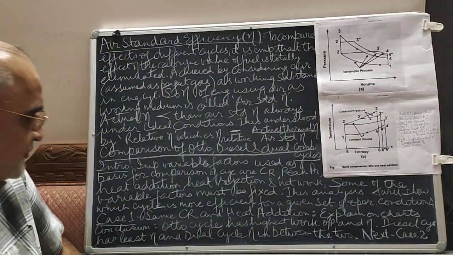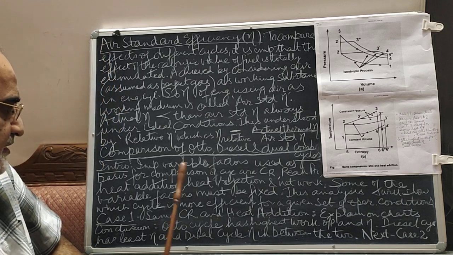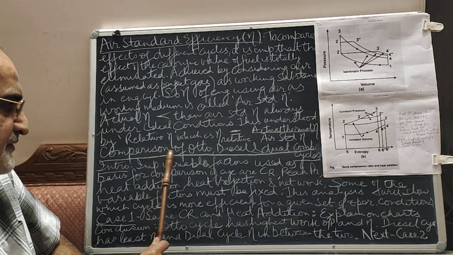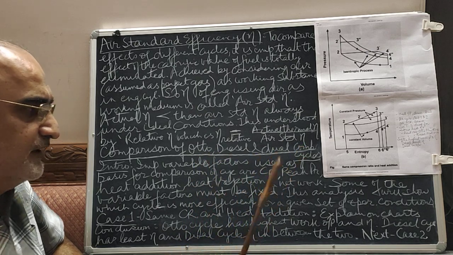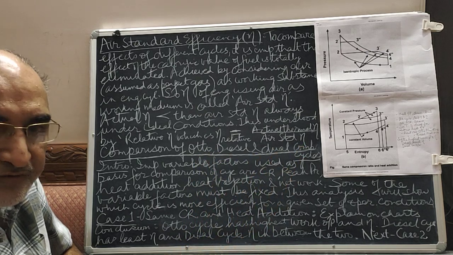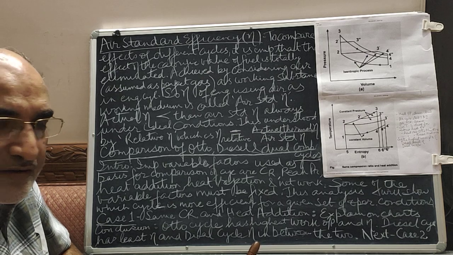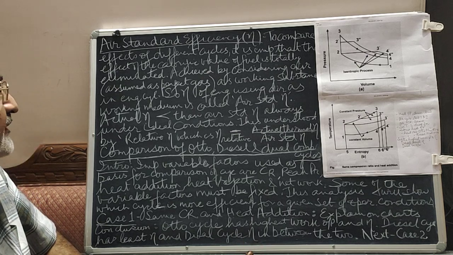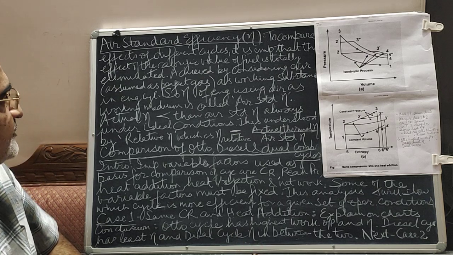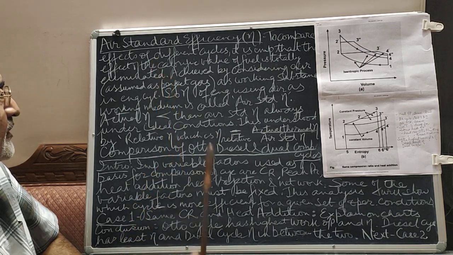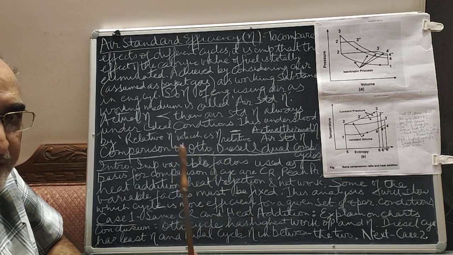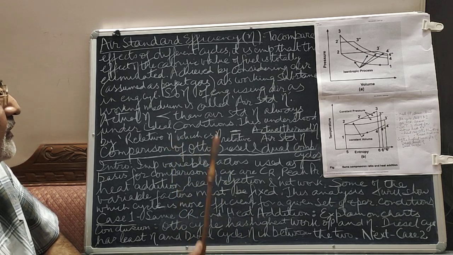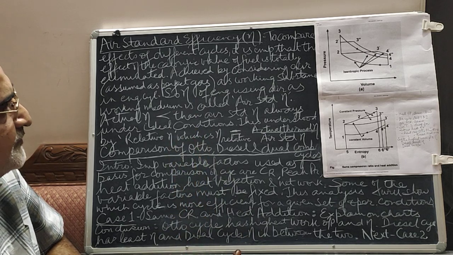Now, as per the syllabus, we have to make a comparison of the Otto, diesel and the dual combustion cycle, which we have now studied, the PV as well as the TS diagrams. But before that, let us have a look at air standard efficiency. Air standard cycle we have just covered on the previous board. Let us look at the air standard efficiency.